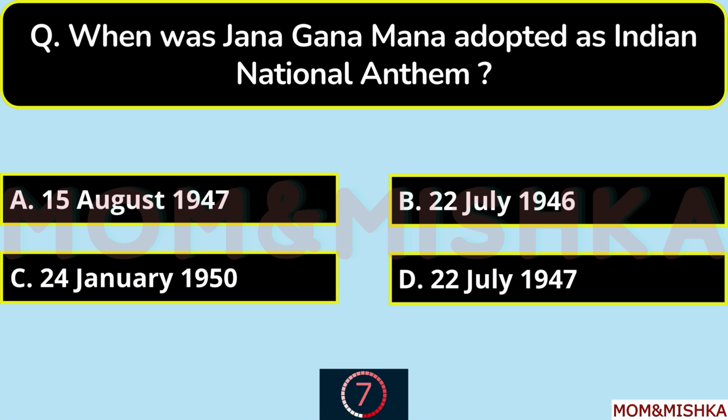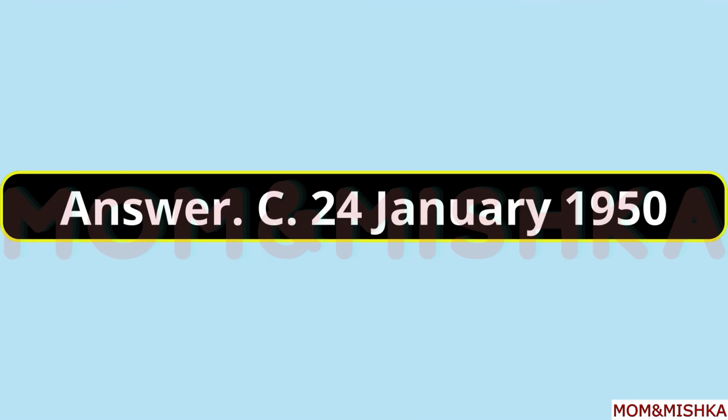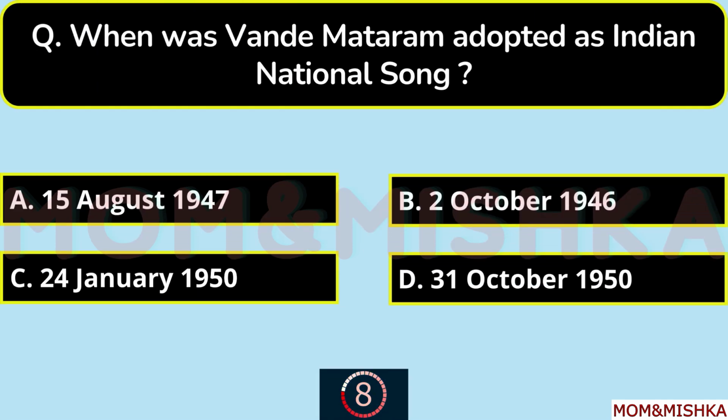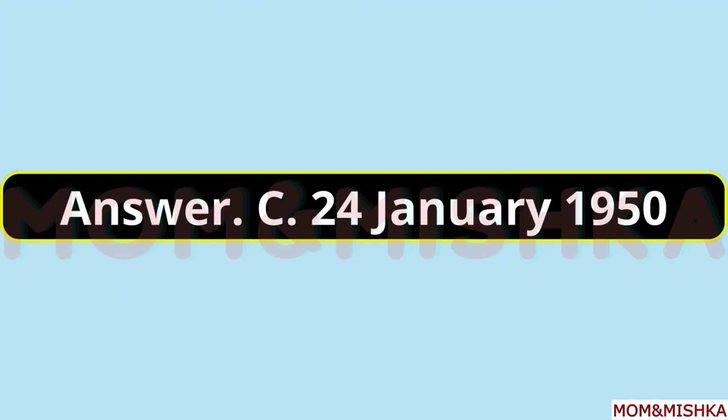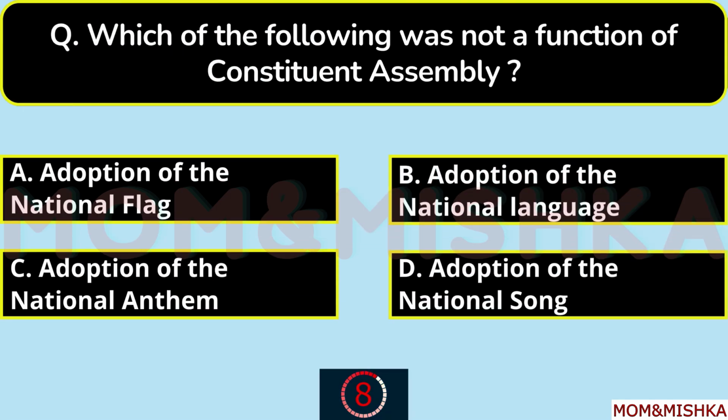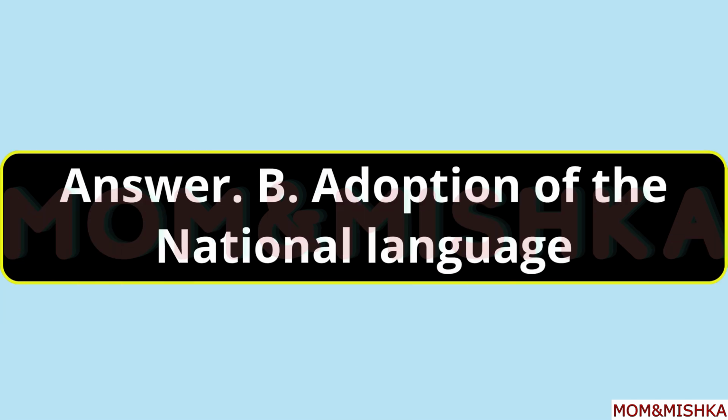When was Jan Gan Man adopted as Indian national anthem? On 24 January 1950. Option C. When was Vande Mataram adopted as Indian national song? On 24 January 1950 itself. Option C. Which of the following was not a function of Constituent Assembly? Adoption of the national language. Option B.